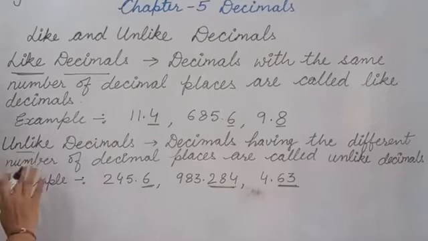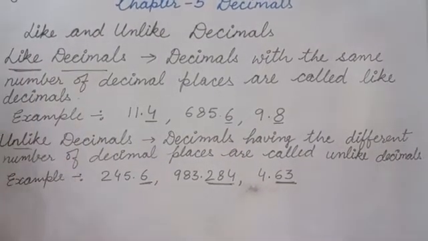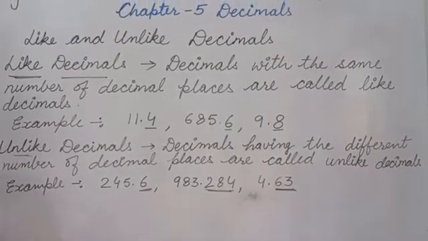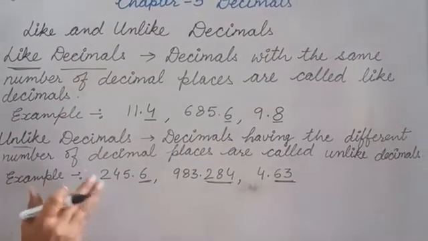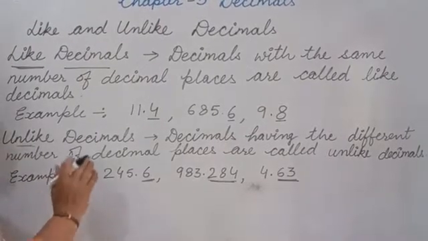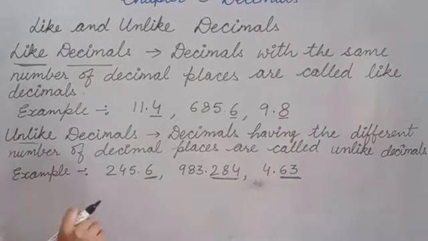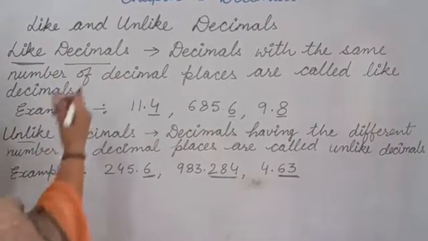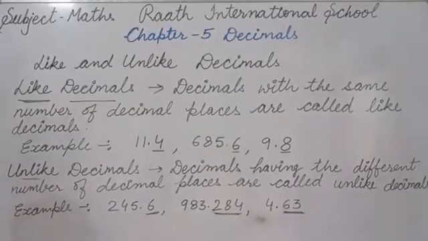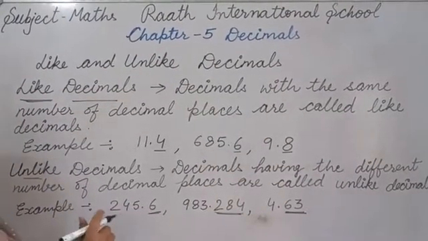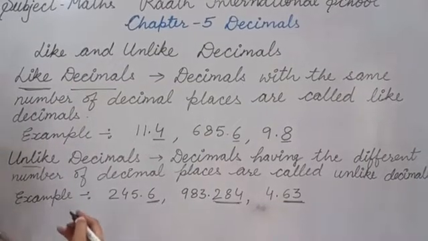Now how to convert unlike decimals into like decimals. जो unlike decimals है उनको like में कैसे convert करेंगे? That's a simple way. We should place only zeros. Okay? हम zeros लगा के unlike decimals को like में convert कर सकते हैं. So how to convert unlike decimals into like decimals? By placing zeros. सिर्फ zeros लगा के.